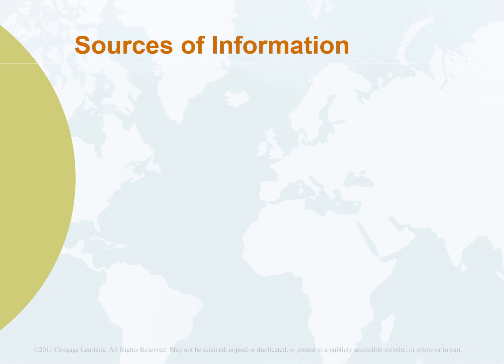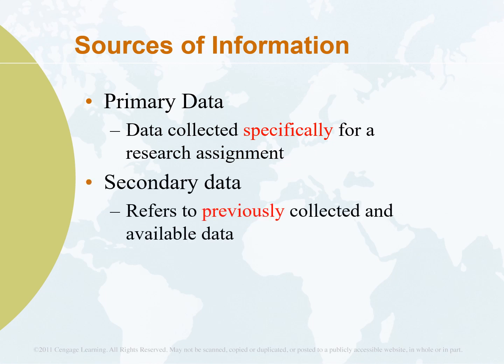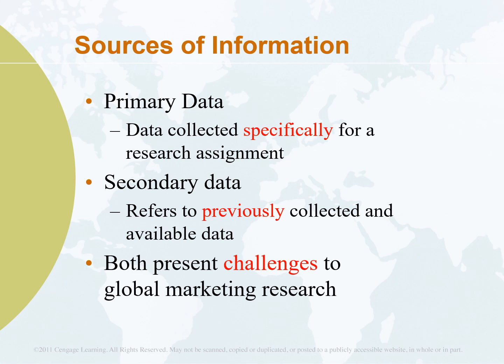Next, how do you get the information? Collecting information. What are the sources of information? You can collect your primary data. What's primary data? Data collected specifically for the research assignment by yourself. Secondary data refers to previously collected and available data. Somebody else did it. You can get it, access it, and use it or look at it. But both present challenges to global marketing research.